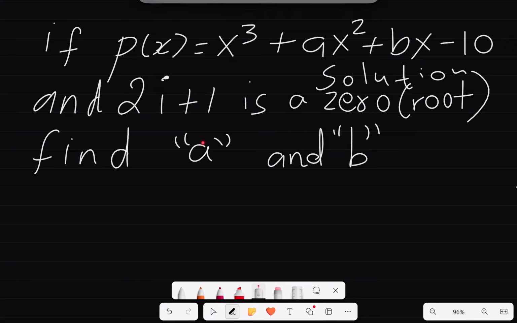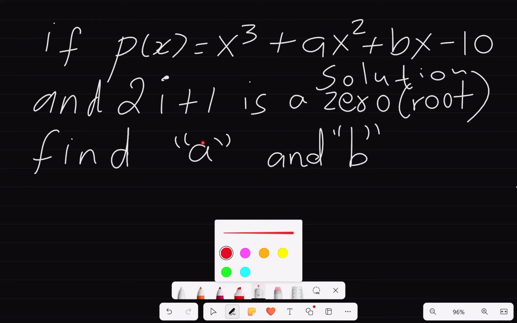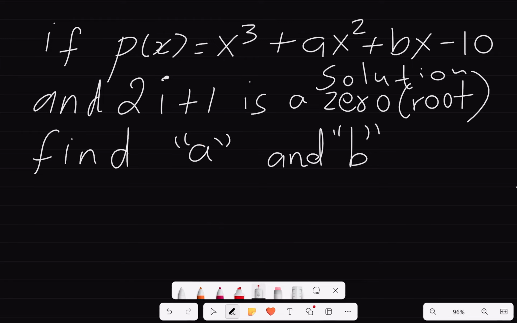In this video, we are given p of x equals x cubed plus ax squared plus bx minus 10, and we are also told that 2i plus 1 is a zero of p of x. So I just included other terms that they can use. Sometimes they'll say it's a solution, sometimes they'll say it's a root. All those three mean the same thing. So they are asking us to find the value of a and b, if this is the case.